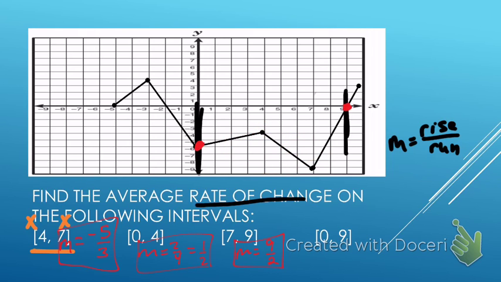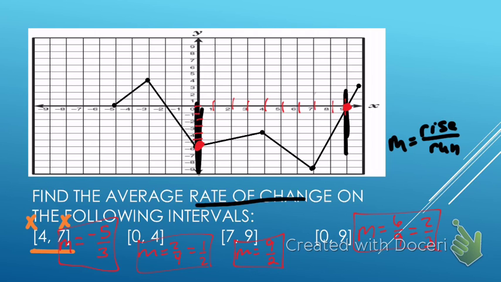So we're going to see, how do I go from the dot on the left to the dot on the right? I'm going to go up 1, 2, 3, 4, 5, 6, go over 1, 2, 3, 4, 5, 6, 7, 8, 9. So our slope, or rate of change, would be 6 over 9, which reduces to 2 over 3. And that's how we find the average rate of change.